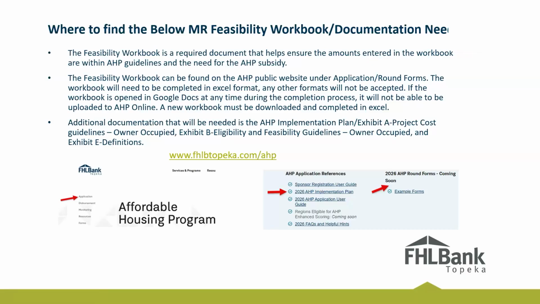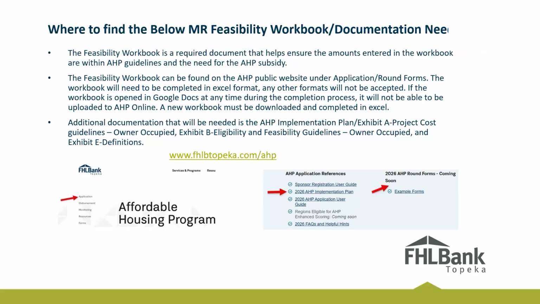The feasibility workbook is a required document that helps ensure the amounts entered in the workbook are within AHP guidelines and the need for the AHP subsidy. The feasibility workbook can be found on the AHP public website under Application and Round Forms. The workbook will need to be completed in Excel format. Any other formats will not be accepted.